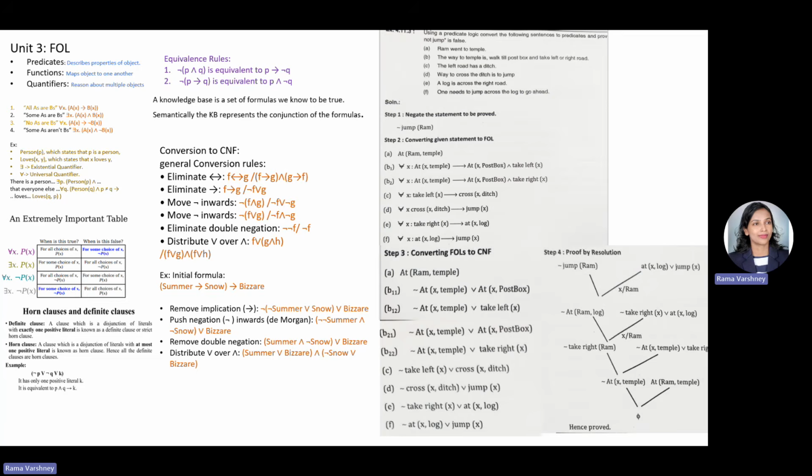So you can see there are four examples. These are the main examples which we use for all the statements. All A's are B's: for all x, A(x) implies B(x). Some A's are B's: there exists some x, A(x) and B(x). No A's are B's: for all x, A(x) implies not B(x). This is a negation symbol, negation of B(x).